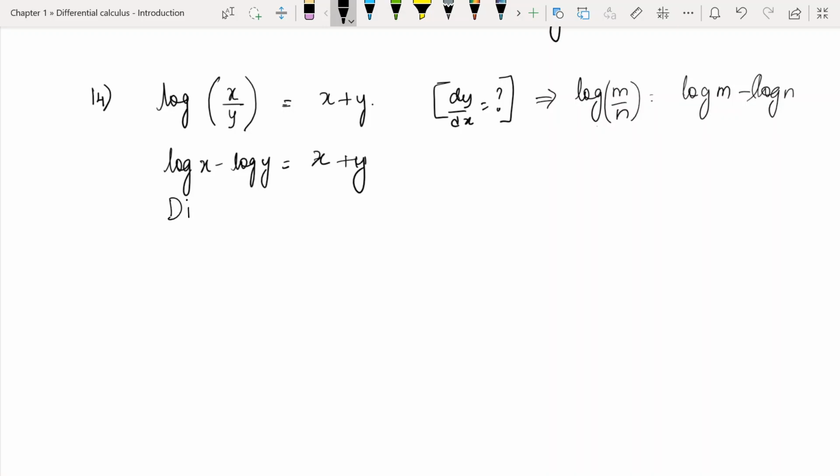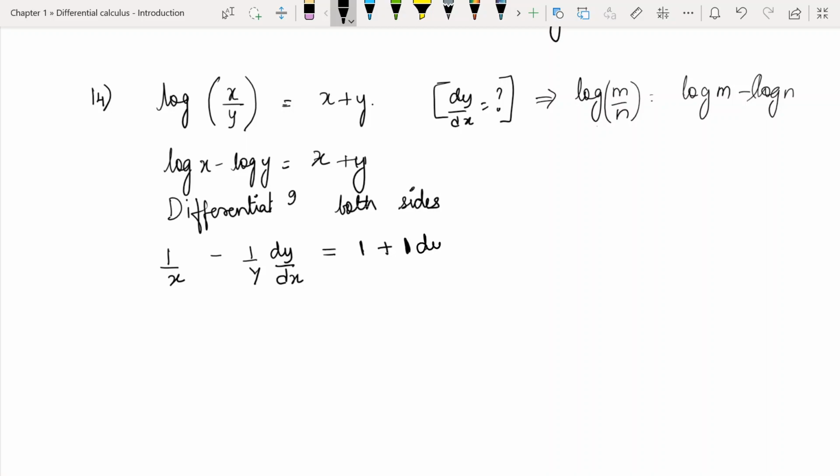Now is where we are going to differentiate. So write down, differentiating both sides. Differentiating both sides, log x differentiation is 1 by x. Log y is just the same, 1 by y. Whenever we differentiate y, we always write dy by dx. Additionally, equal to x differentiation is 1, y differentiation is 1. Whenever we differentiate y, we write dy by dx additionally. Okay, so this is what we have.